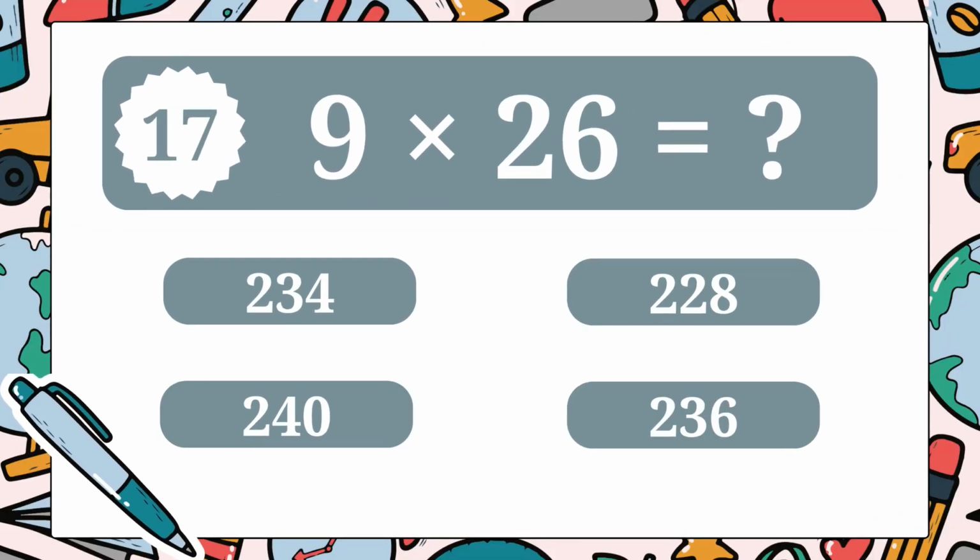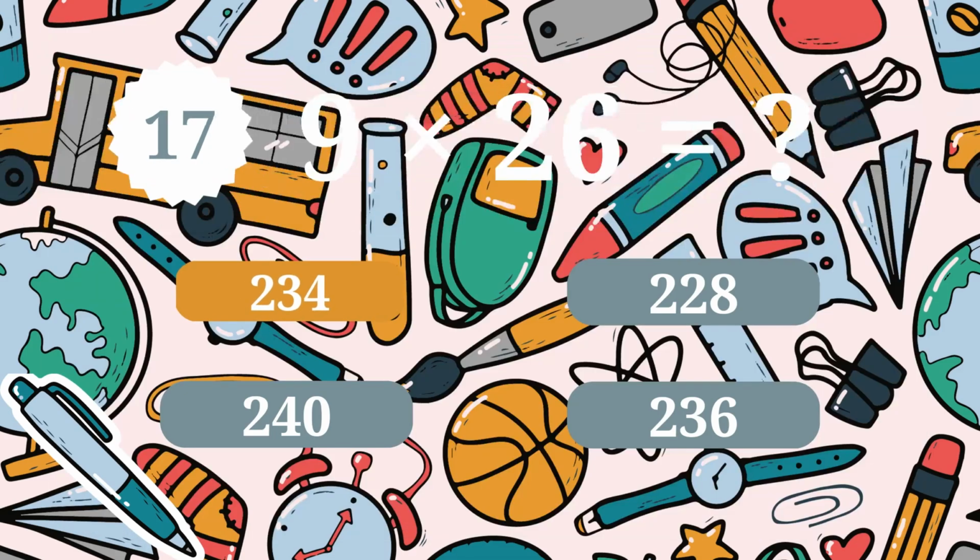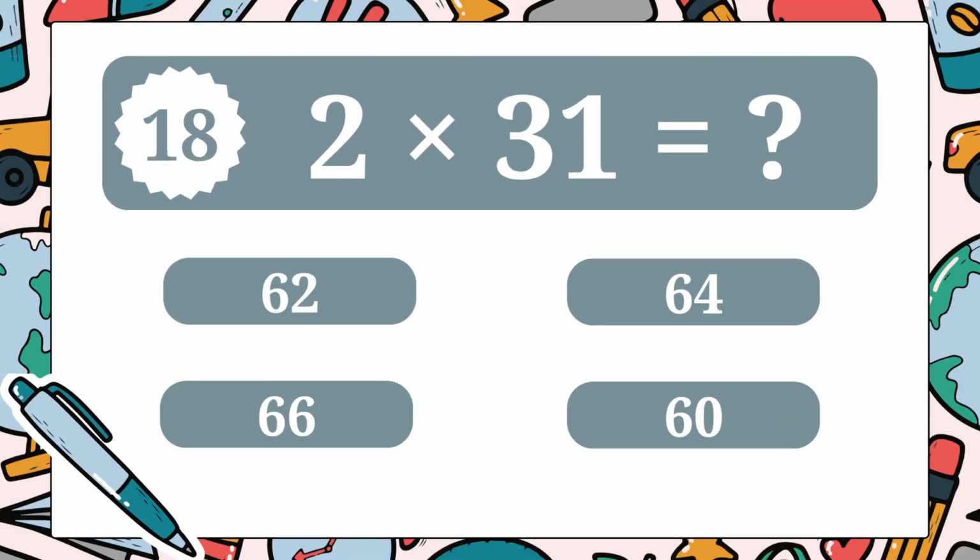Question 17. What is 9 times 26? 234. Question 18. What is 2 times 31? 62.